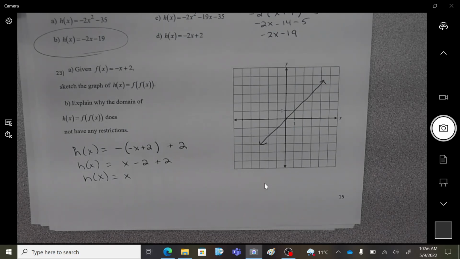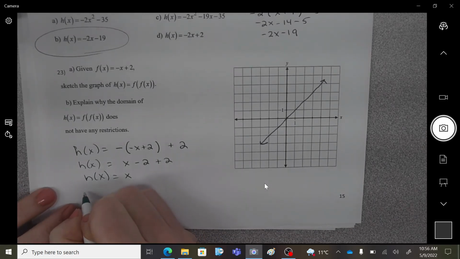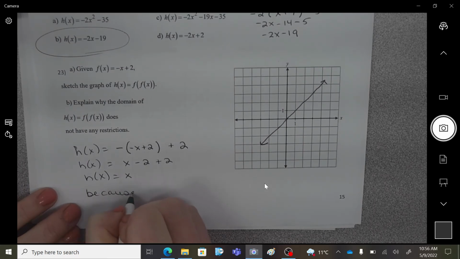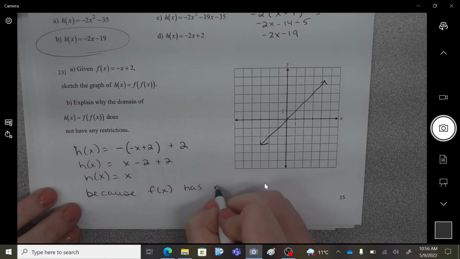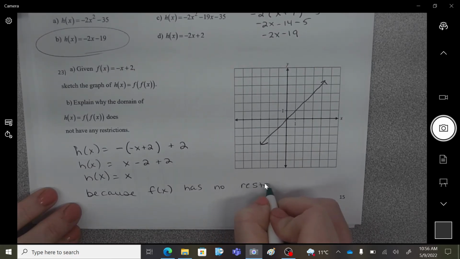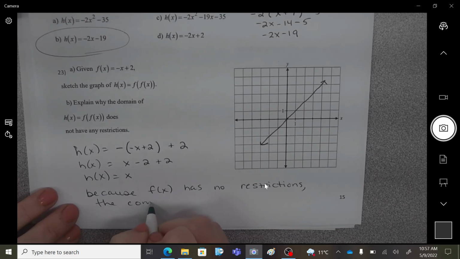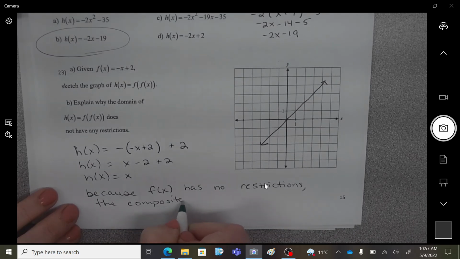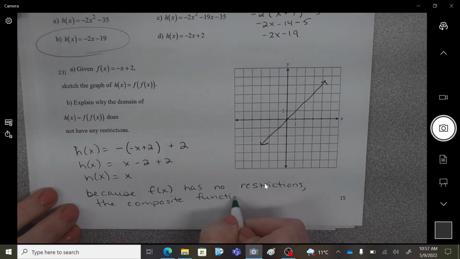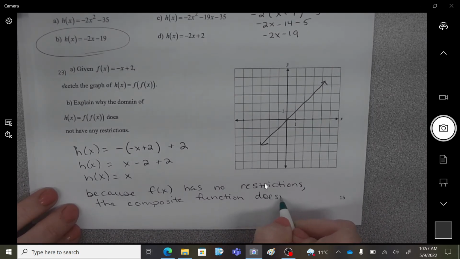Explain why this does not have any restrictions. So because f of x has no restrictions, the composite function doesn't as well.